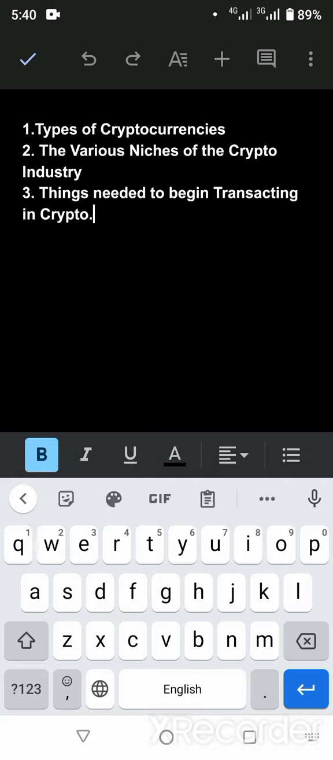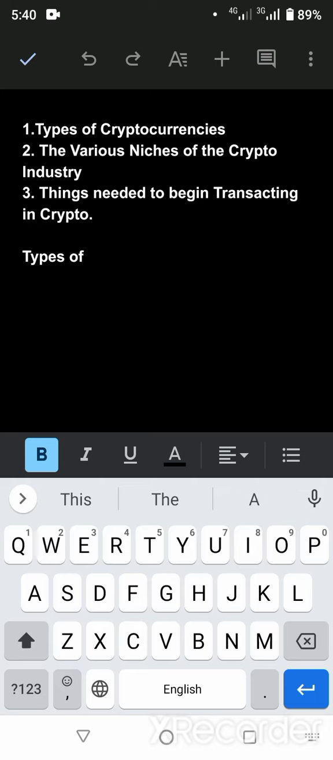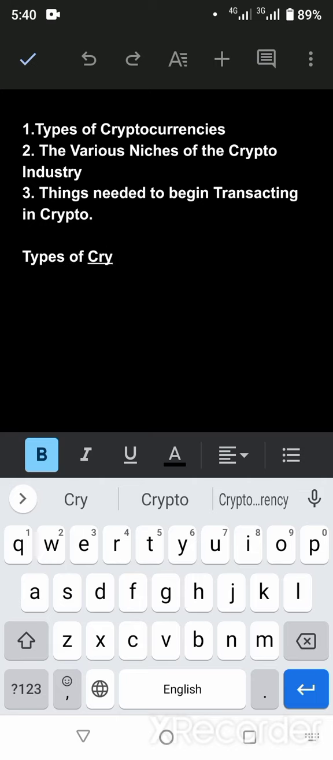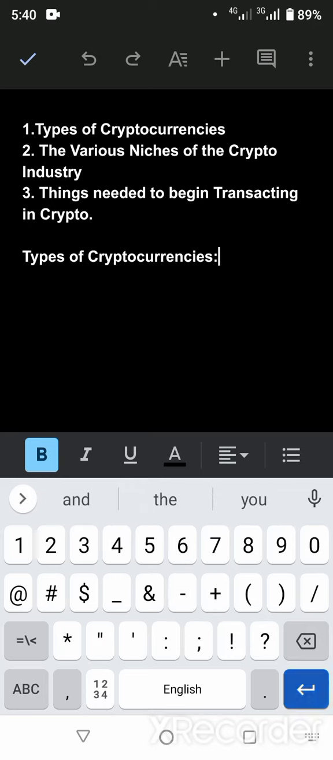Then our next videos will go into what are the various things needed to transact in Bitcoin properly. So for today's video, we'll be starting with the types of cryptocurrencies. In case you're just watching this video, check out our other videos. This is a part of a series. We've introduced what cryptocurrency is. We've introduced what Bitcoin is. We've introduced the types of cryptocurrencies, and today's video is going to explain them.